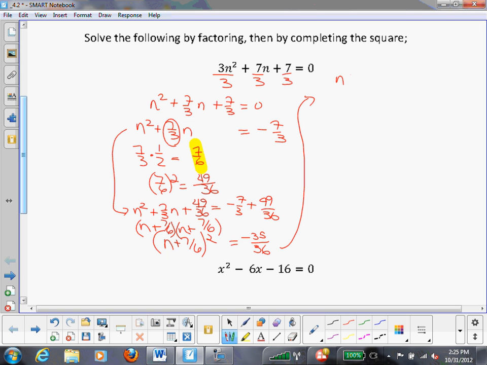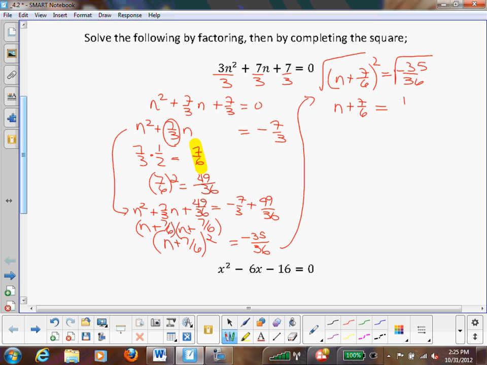Okay, so I'm going to come up here. So I'm left with n plus 7/6 squared equals negative 35 over 36. What do I do now? Yep, take the square root of both sides. That leaves me with n plus 7/6 here. I get a plus and minus. I can take, what's with that negative? What's that going to give me?